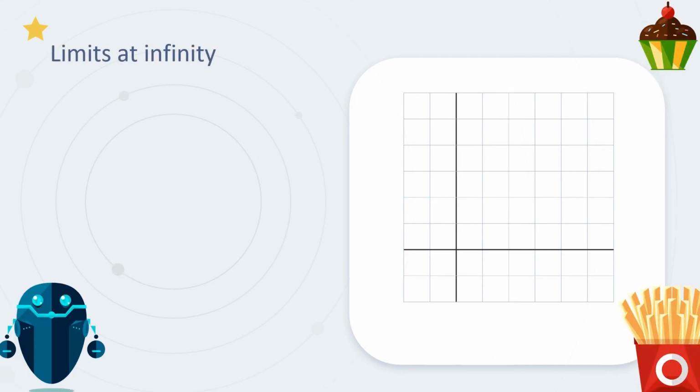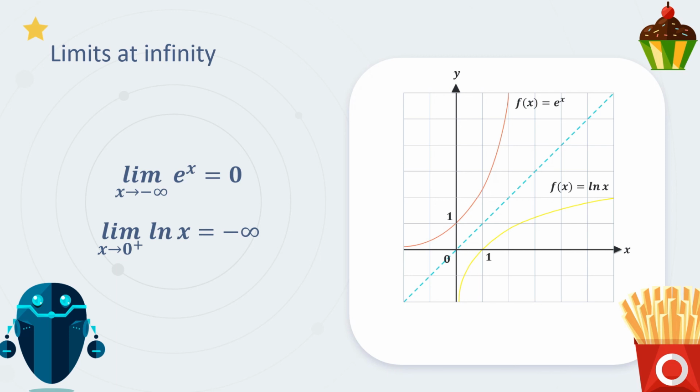Example 4. The limit of e to the power of x as x approaches negative infinity equals 0, and the limit of ln x as x approaches 0 from the right equals negative infinity. From this graph, we can see that the function e to the power of x is a reflection on the line y equals x of the function ln x. The functions e to the power of x and ln x both increase without bound as x approaches infinity.